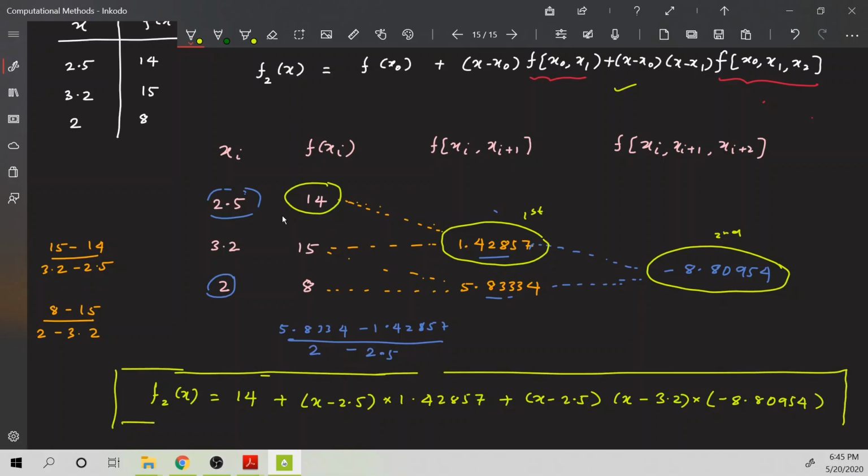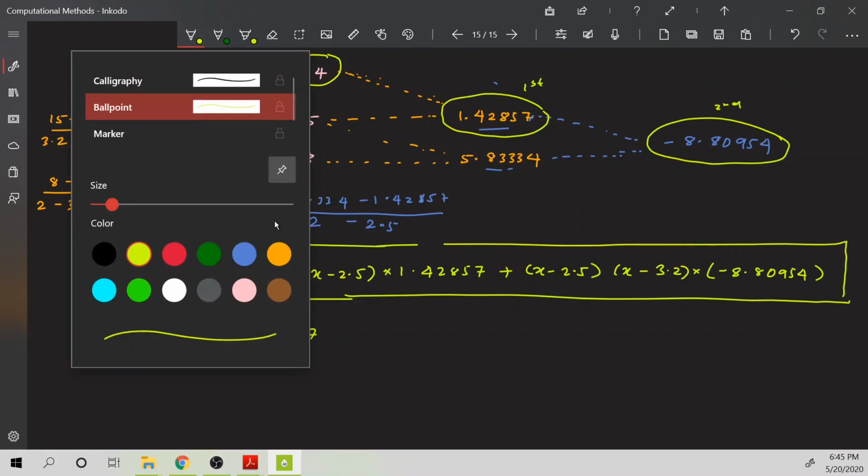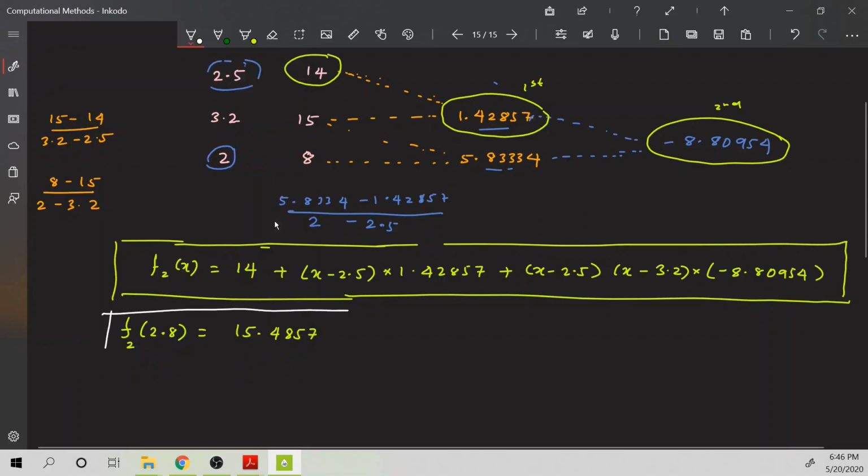So this equation is your Newton's interpolating polynomial. What you have to do next is just substitute the value of 2.8, and once you substitute that, you will find the value at 2.8. What you're getting is the same as with the other equation. If you see, both look different, but the value they give is the same. So this is how you're going to solve for Newton's interpolating polynomial.